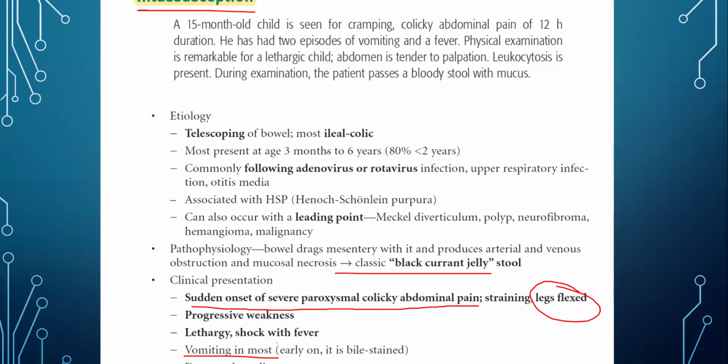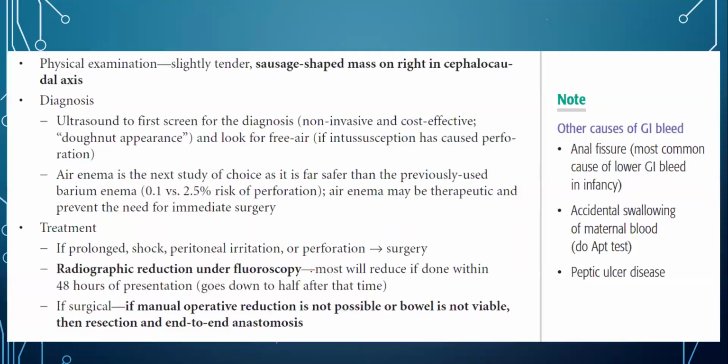It is common between 3 months and 6 years of age. Sometimes it can follow an upper respiratory tract infection by adenovirus or rotavirus. It can be associated with a condition called Henoch-Schönlein purpura. If you do a physical examination, what will you find? You can find a sausage-shaped mass in the abdomen. That's one of the findings that you can look for.